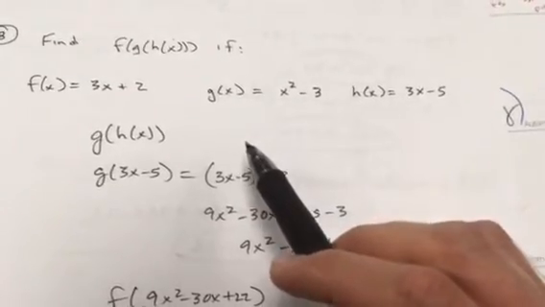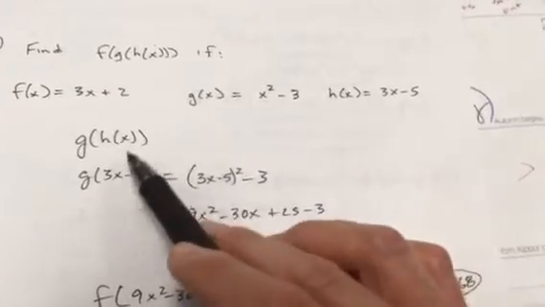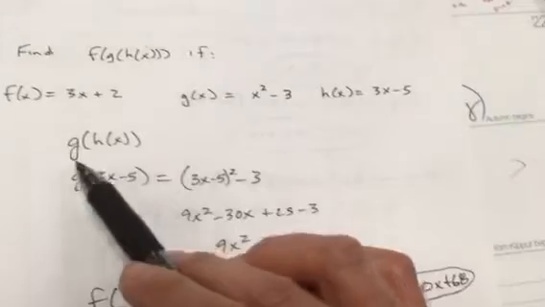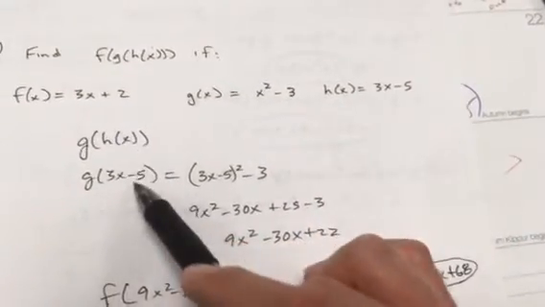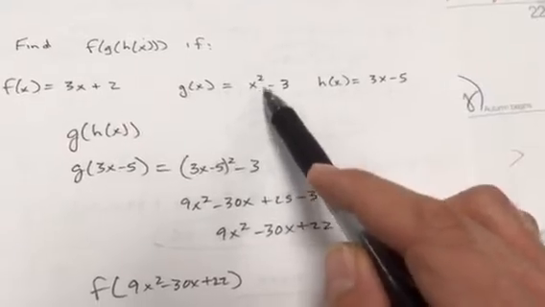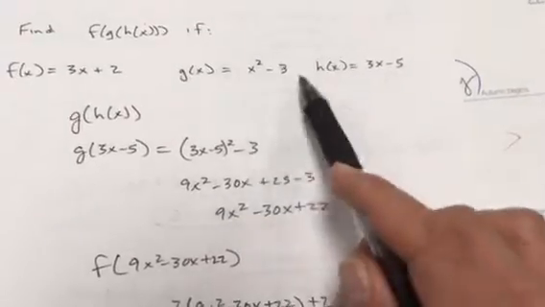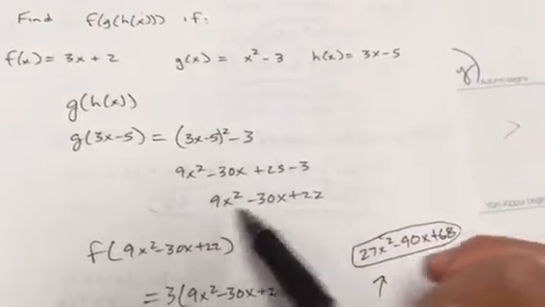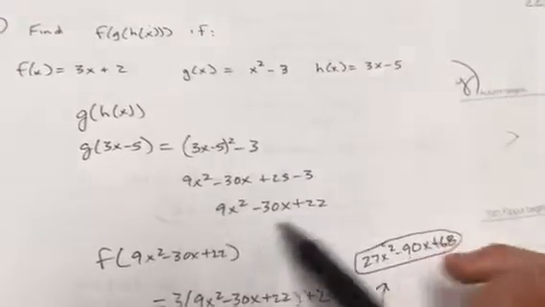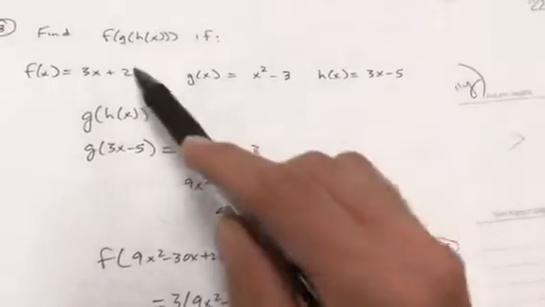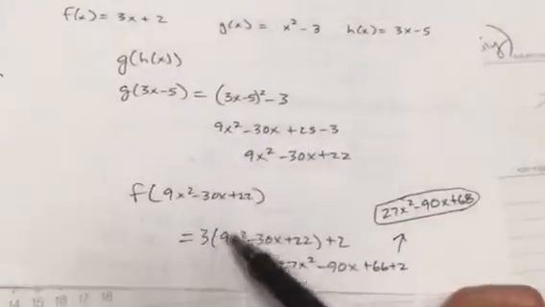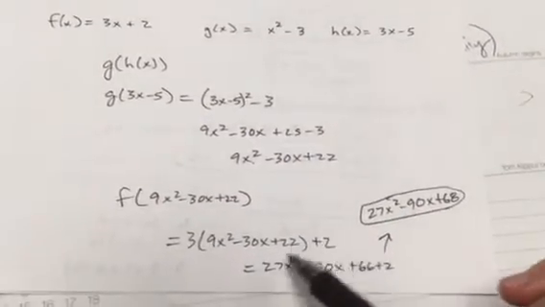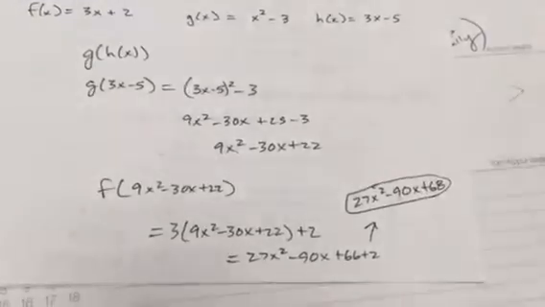f of g of h of x. Let's just handle this inner part here first. g of h of x. That's what h of x is. So I'm going to plug it in for x in the g equation. So I'm going to square it and subtract 3 as it told me to do. I get this. I'm going to take all of that and in the outer function plug it in for x right there. So 3 times that huge quantity plus 2 gives me that answer.